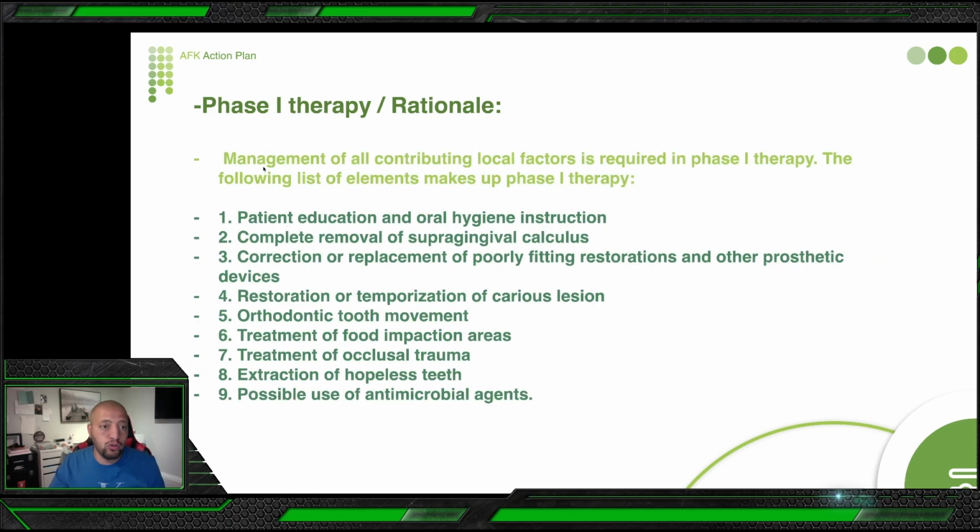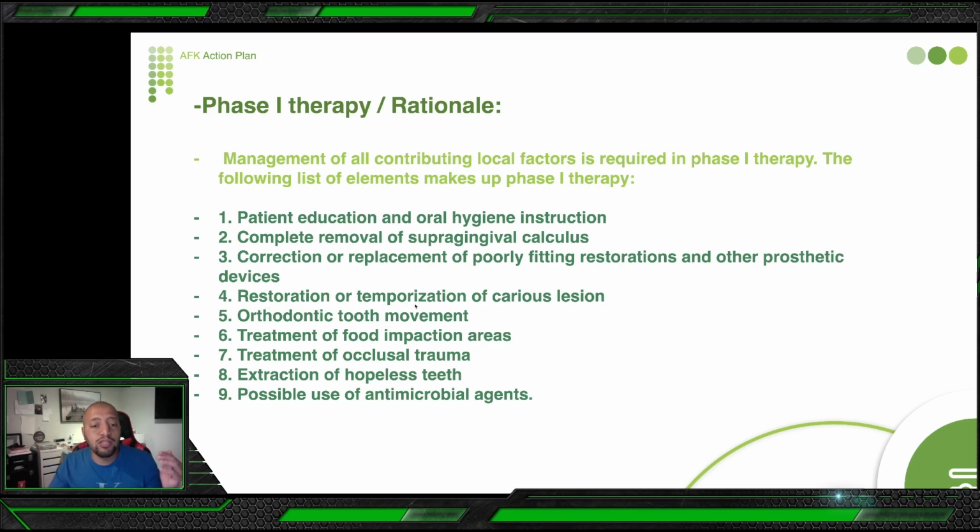So what are we going to do? First, management of all contributing local factors is required in phase 1 therapy. Meaning patient education and oral hygiene instruction: you need to see your patient brushing his teeth, check how he's brushing and how he uses the floss, and make sure he's doing this at home. Complete removal of supragingival calculus, which you're going to do in your office. And then correction or replacement of overhanging restorations, because this is an area of accumulation; it's rough, leading to stagnation of food, so you need to remove it.